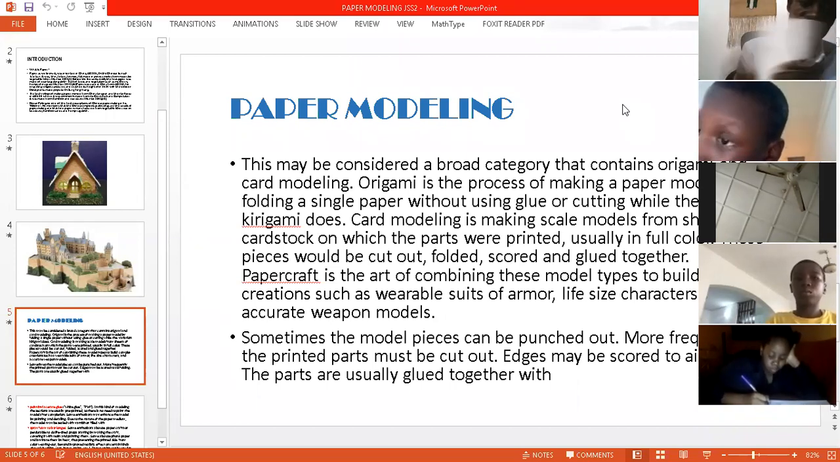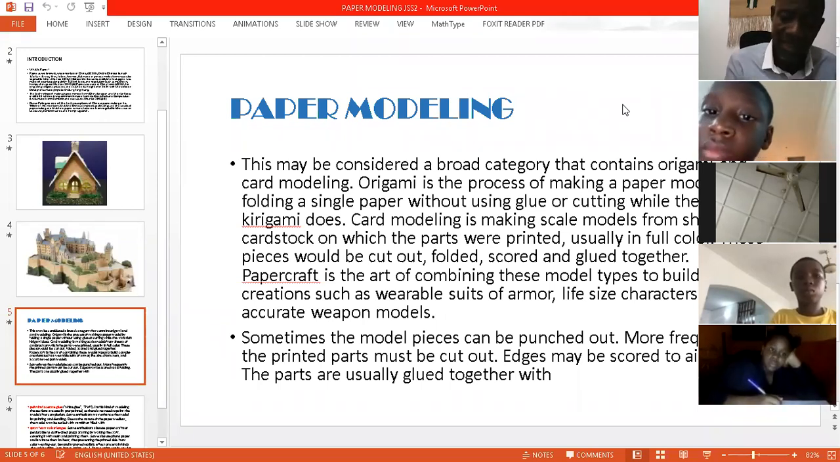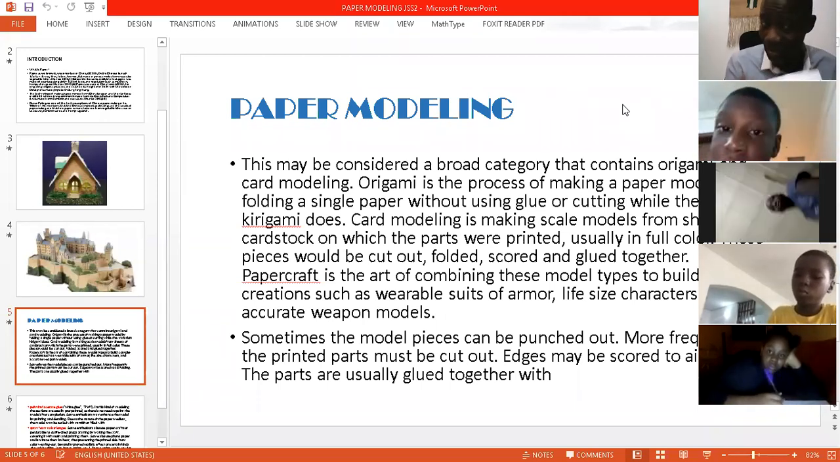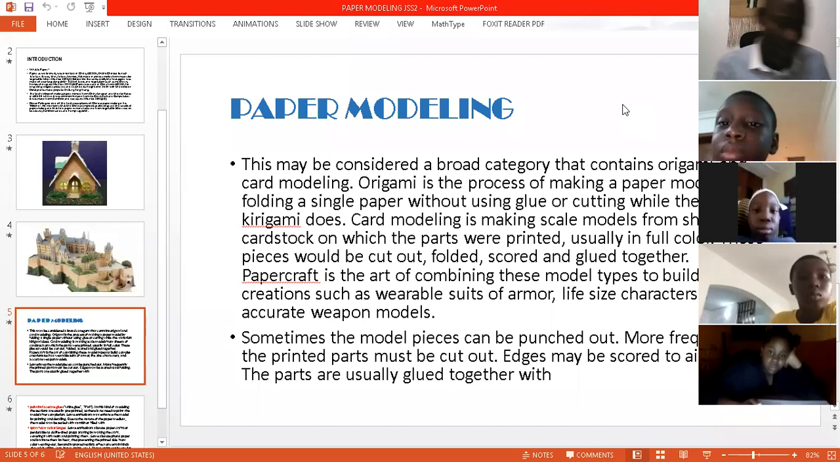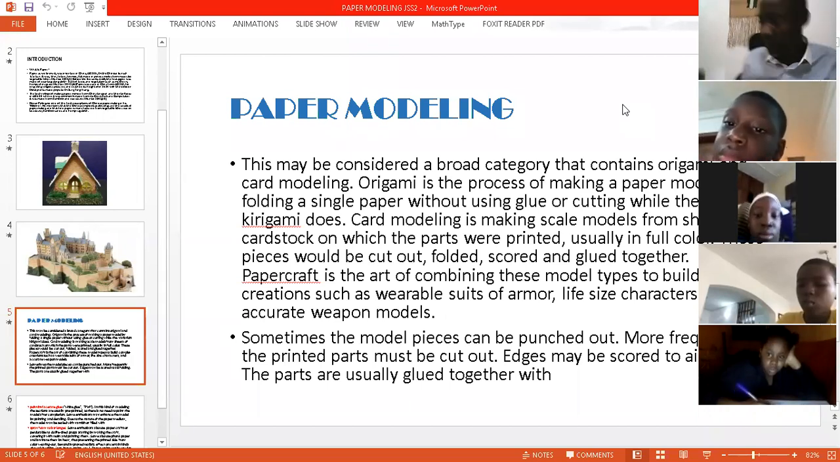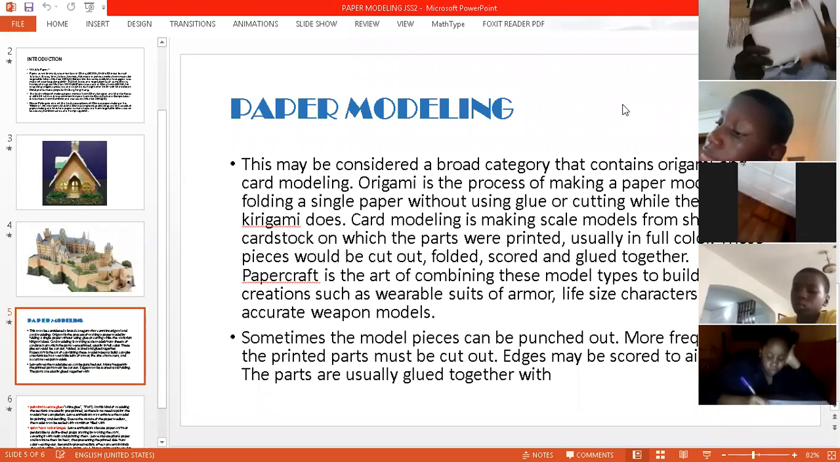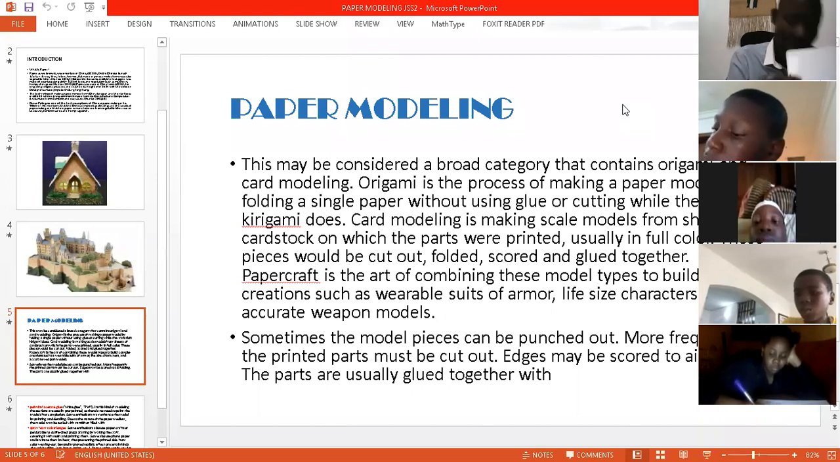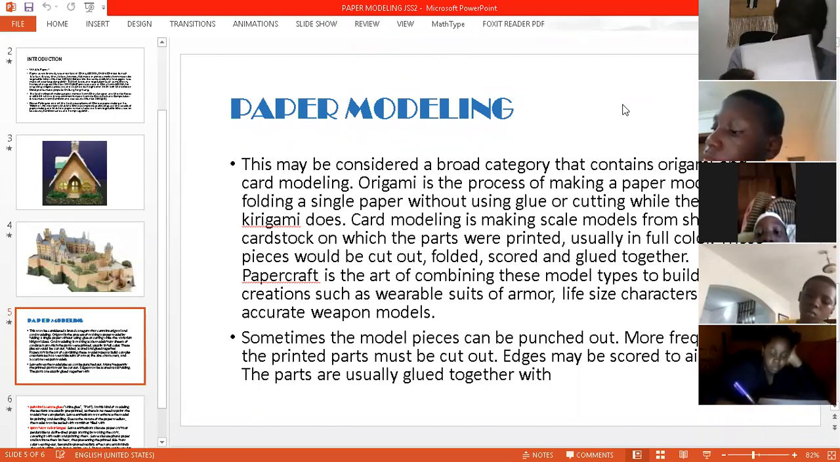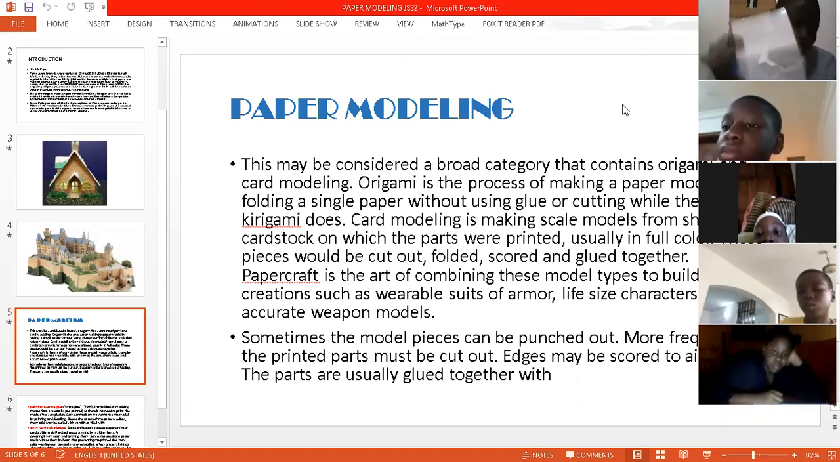Look at this, Evan. This is a card. This card is called cardstock. It's thicker and stronger than this one that I tore. Now, you see, if you apply the glue to this card, any other part, and place it, for example, on this one, it stays like that. That is kirigami.